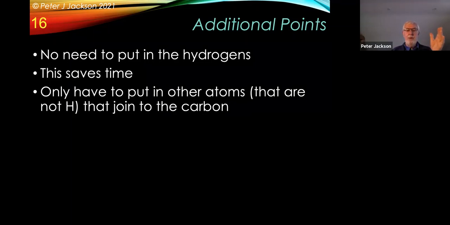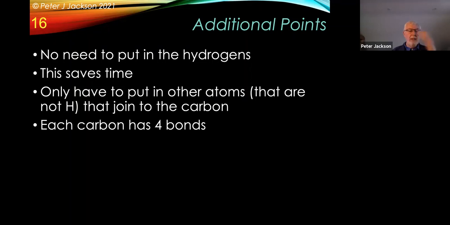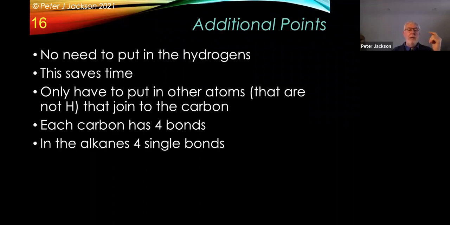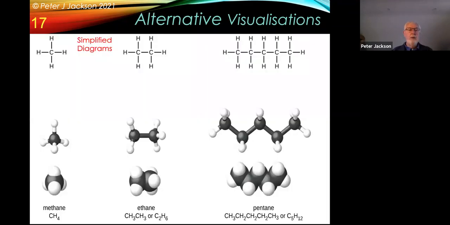You only have to put in other atoms that are not hydrogen that join to the carbon. Each carbon has 4 bonds. Always remember that. Each carbon has 4 bonds. If you draw the structure of a molecule, check your carbons all have 4 bonds. In the alkanes, it is 4 single bonds. So, if we look at the simplified diagrams, there's methane, ethane, and pentane.